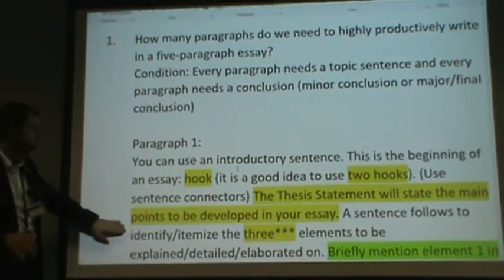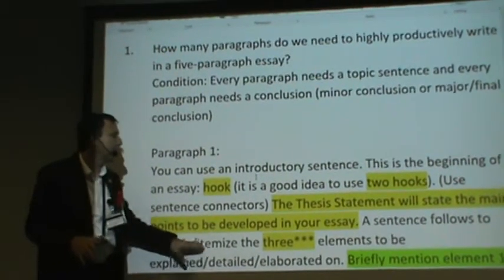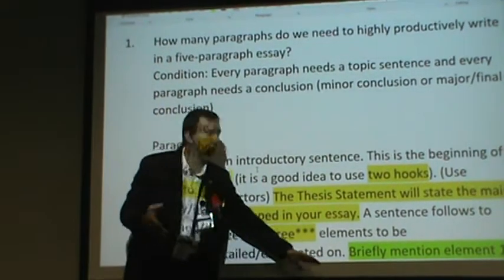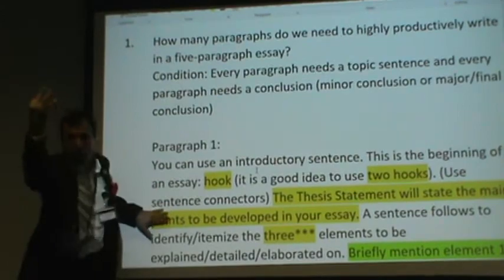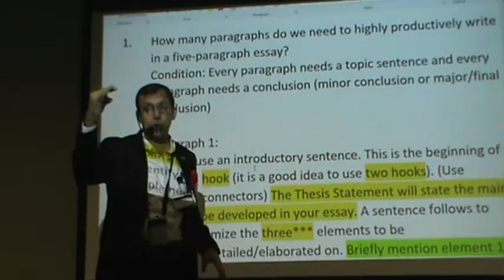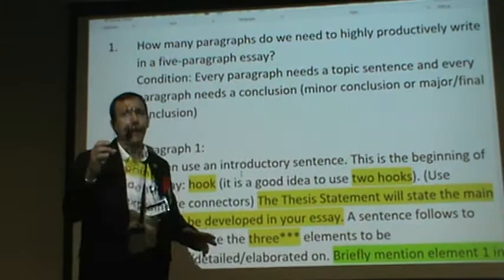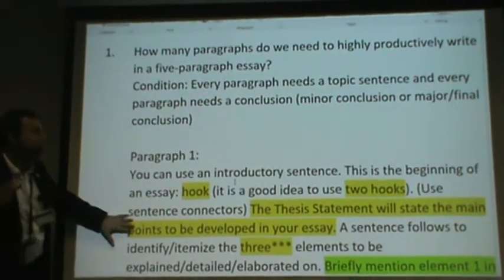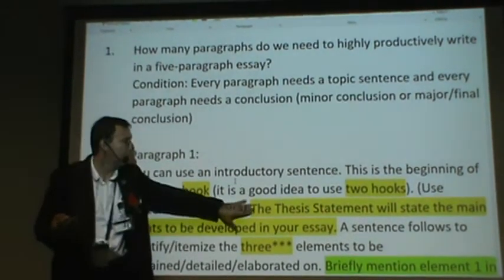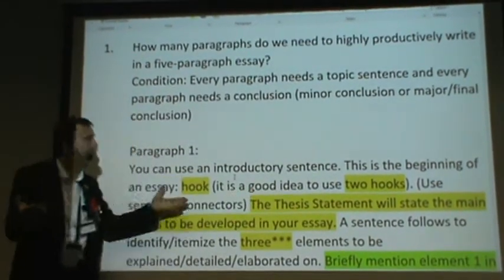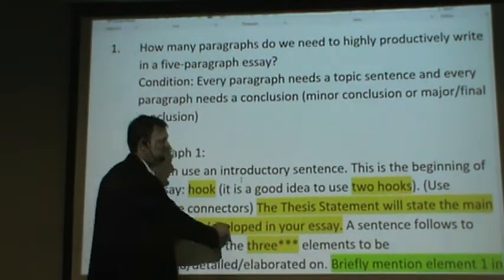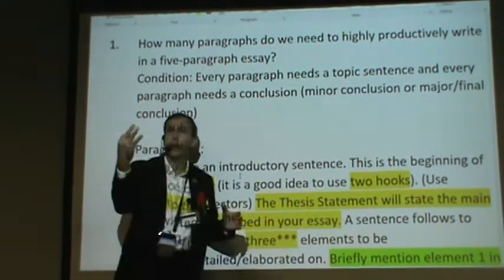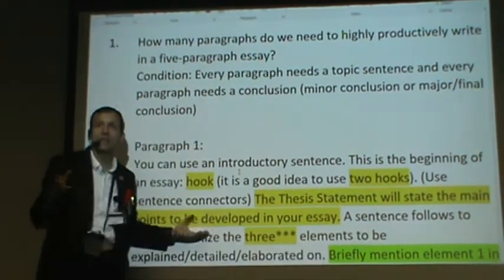Now, a sentence follows to identify, itemize the 3 elements to be explained or detailed or elaborated on. Listen, you can have your 3, like the 1, 2, 3, elements that you have to include here in the first paragraph. You can mention them when you're writing the thesis statement, at the end of your thesis statement, and then you have a colon, and then the 3 elements become part of that statement.